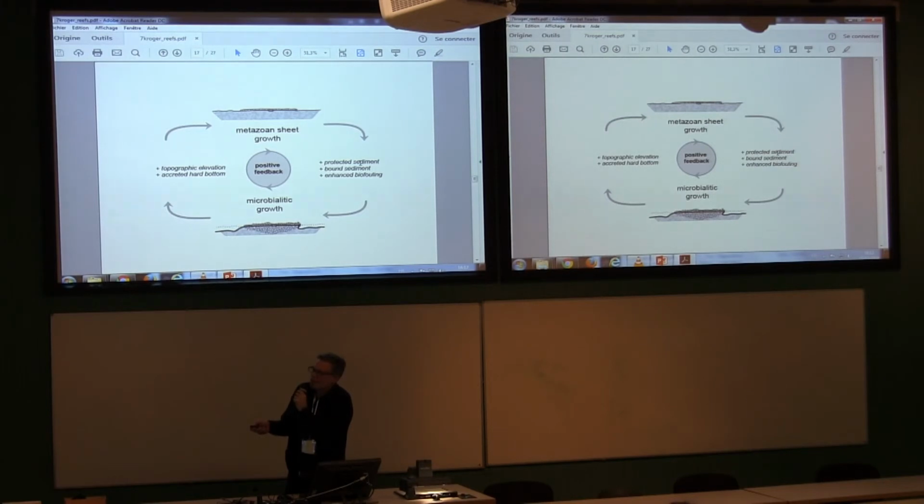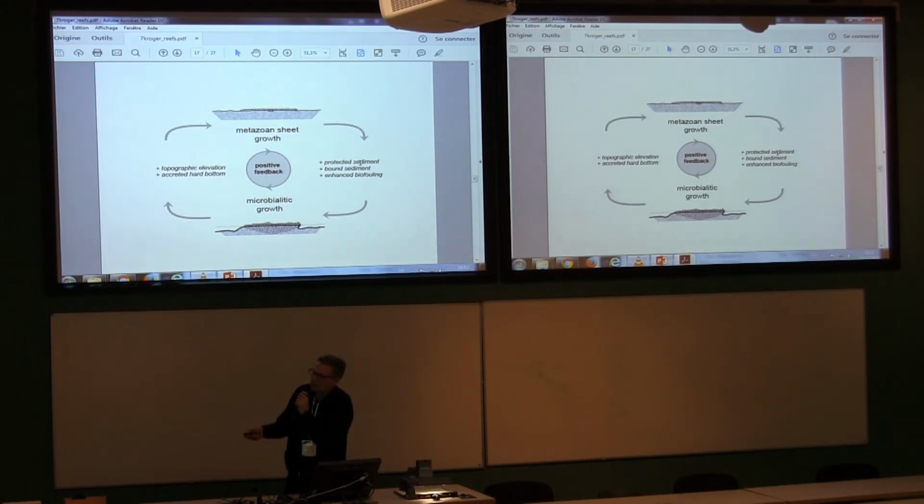So we have a hard surface where the surface started growing, and then this skeletal surface protected the soft sediment. They bound the sediment. It enhanced the biofouling, and biofilms formed below and above dead parts of the skeletons. We saw this, and this caused enhanced early lithification. And on this place, then the next skeleton could grow.